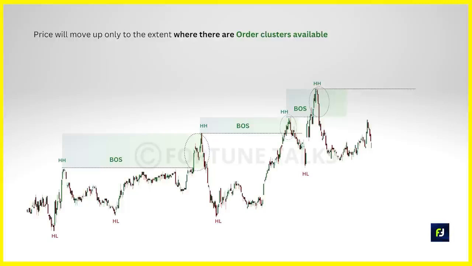If we take the case of a bullish break of structure above this previous swing high, we will come to know that the price will move up only to that extent where the orders are available. Or in other words, as long as liquidity is available above the swing high, the market will move higher. This is because the smart money is absorbing all the buy side liquidity so as to sell high. And once it has absorbed all the orders above this swing high, where do you think the market will go?